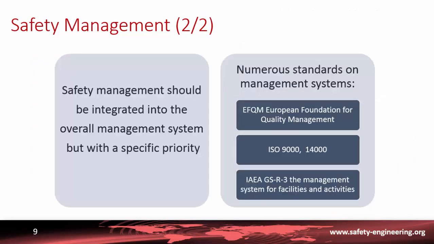So safety management is not just a separate element of management, but it should be completely integrated into the overall management system, but with a specific priority on safety. There are a lot of standards that exist on management systems. There is the European Foundation for Quality Management that issued standards. There are the ISO standards 9000 and 14000 on various aspects, and also some requirements from the International Atomic Energy Agency. We will see that a little bit later. They define how to manage the facilities and activities in the system.